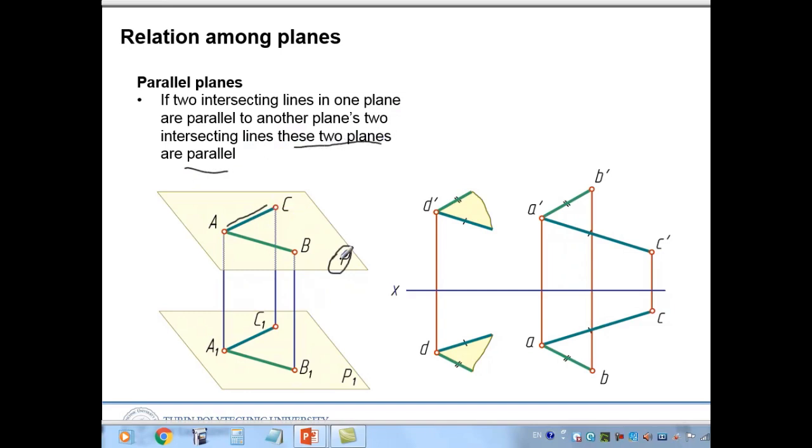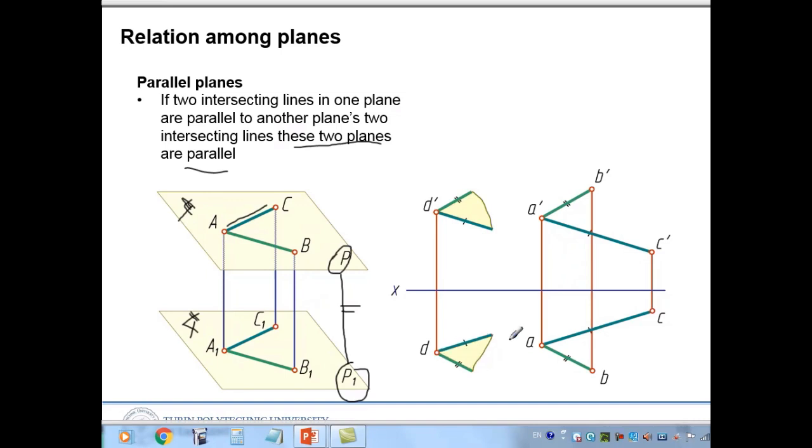So we say there is a plane, we don't know what kind of plane it is, and there is another plane P1. If two intersecting lines in this plane are parallel to two intersecting lines in another plane, so this line and that line are parallel, and that line and that line are parallel, then those planes are parallel. So that's a rule, that's kind of a theorem.